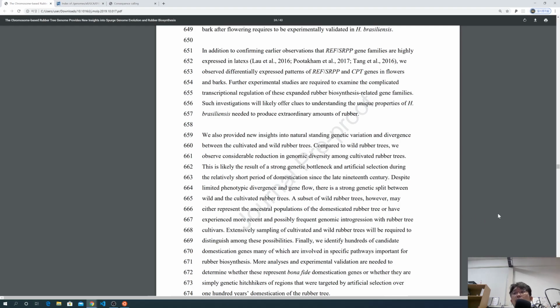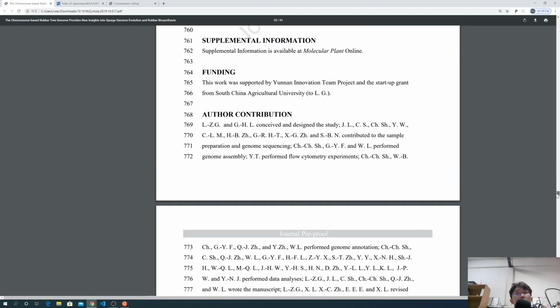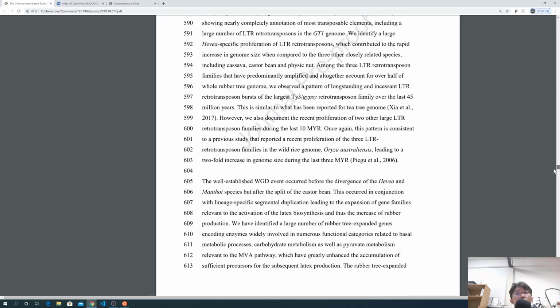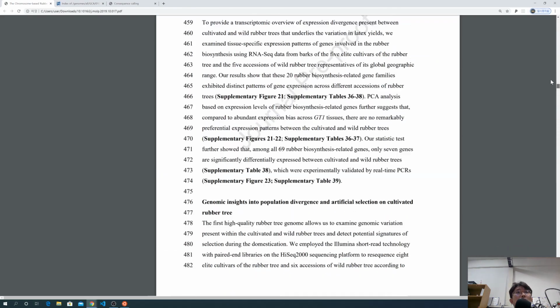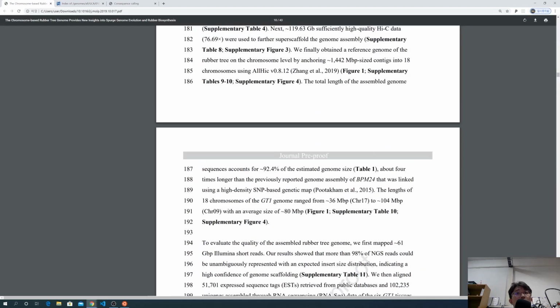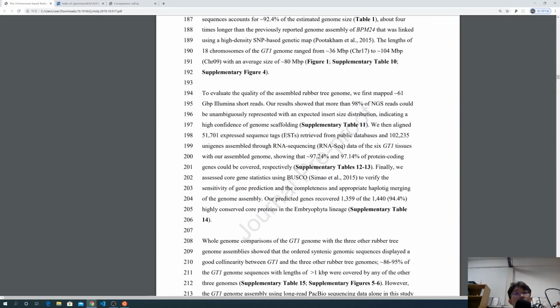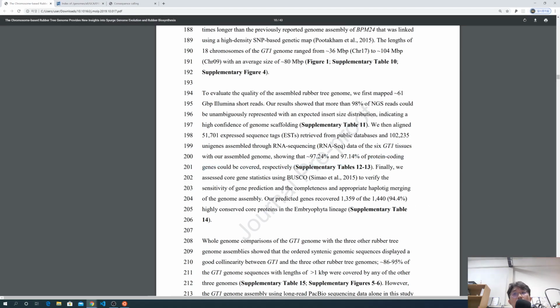Okay, so this is really interesting. I think they really have to analyze more about the genes. So how many BUSCO? So 97 BUSCO is covered. 94 is covered by the embryophyta lineage.